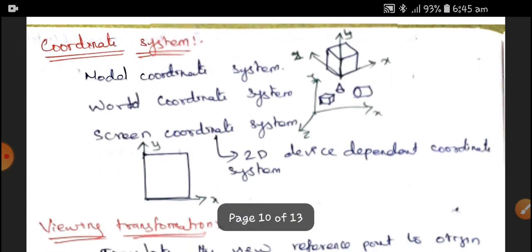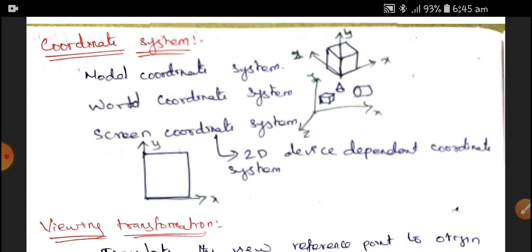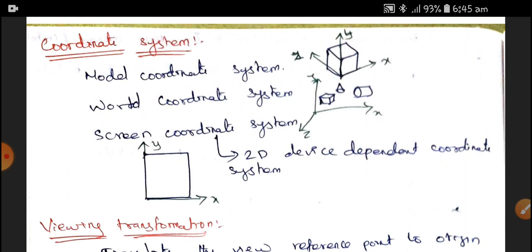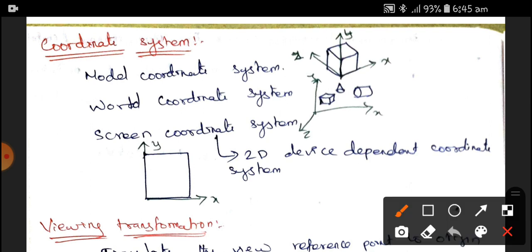Next is the coordinate system. We have three coordinate systems. One is the model coordinate system. In the model coordinate system, the model has its own coordinates. For each and every model, a coordinate system is associated with the model. It is said to be a model coordinate system.